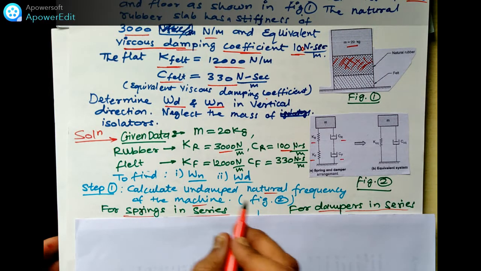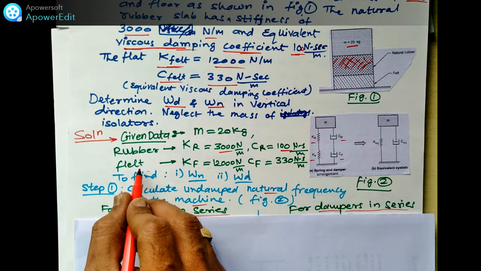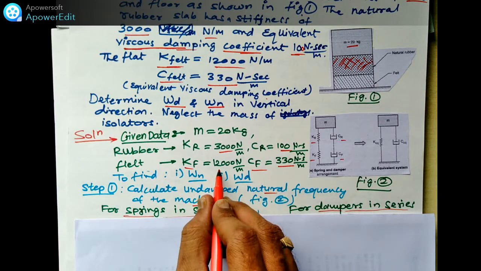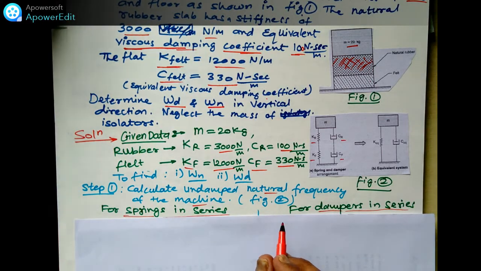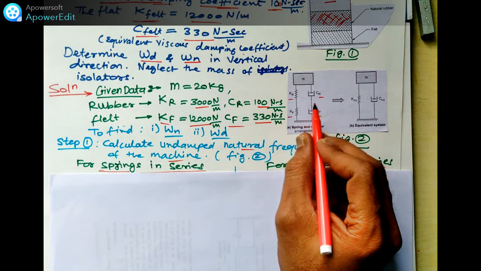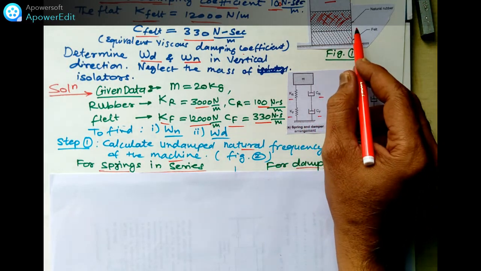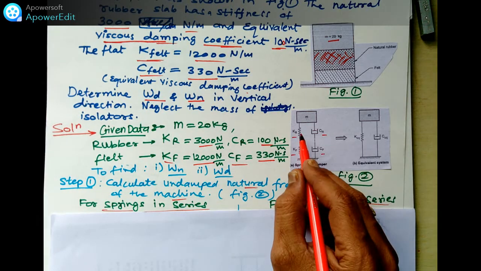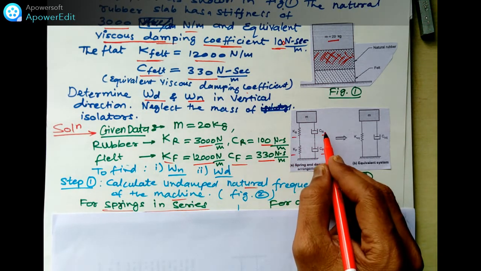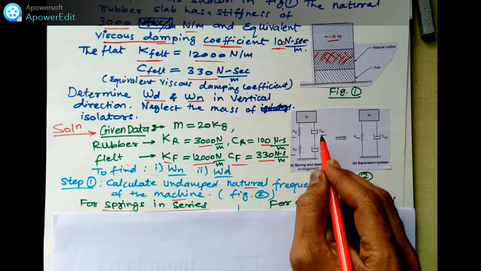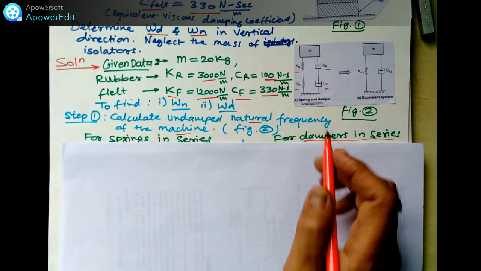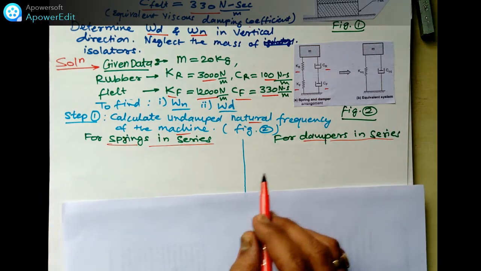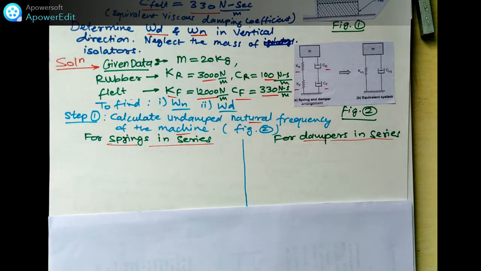Friends, here the felt has stiffness Kf and Cf values of 12,000 and 330. So the natural rubber and the felt are mathematically represented in this diagram, and these springs are in series, and similarly the dampers are also in series. So using this, for springs in series and dampers in series, we will solve this numerical.